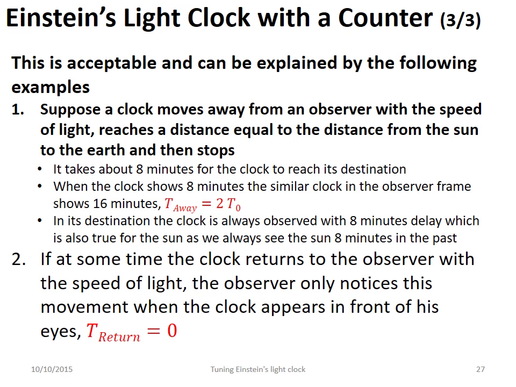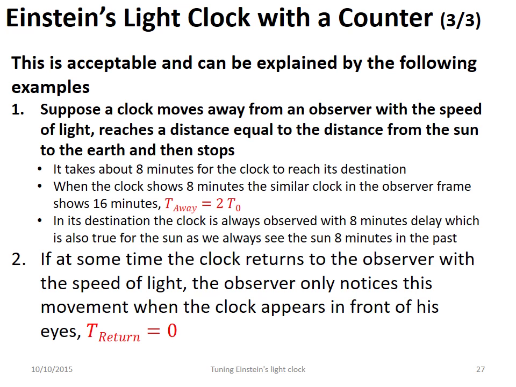1. Suppose the clock moves away from an observer with the speed of light. It reaches a distance equal to the distance from the sun to the earth and then stops. It takes about 8 minutes for the clock to reach its destination. When the clock shows 8 minutes, the similar clock in the observer frame shows 16 minutes. T away equals 2 times t naught. At its destination, the clock is always observed with an 8 minute delay, which is also true for the sun, as we always see the sun 8 minutes in the past.